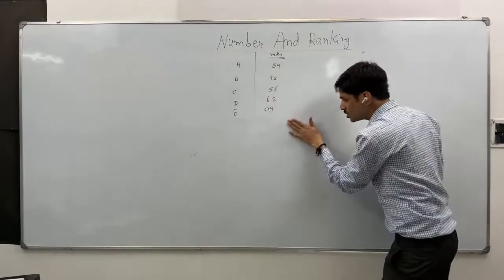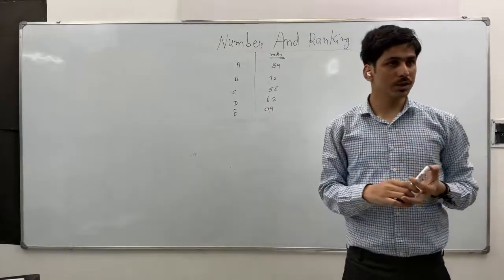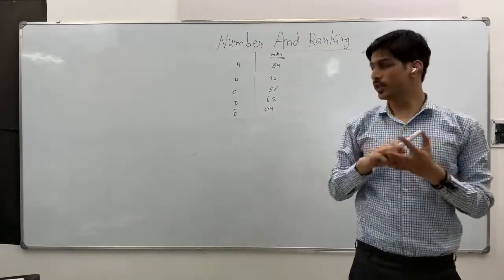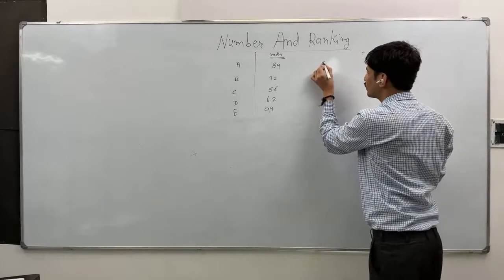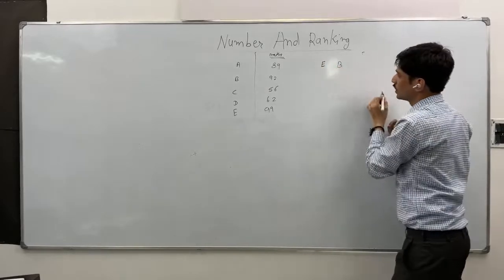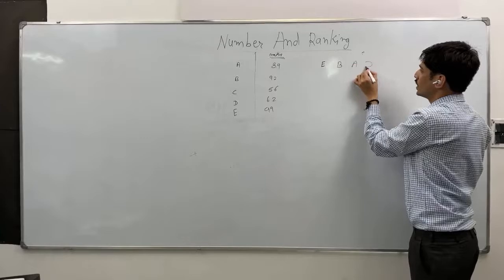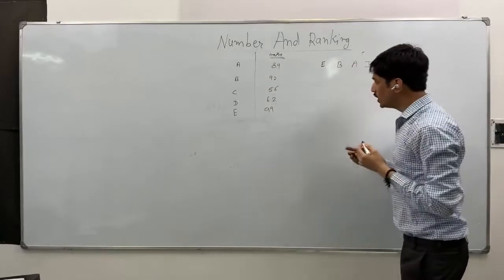So if I arrange these students based on their marks, who will come at the top? E. E will come at the top. Then who will come? B. Then C.